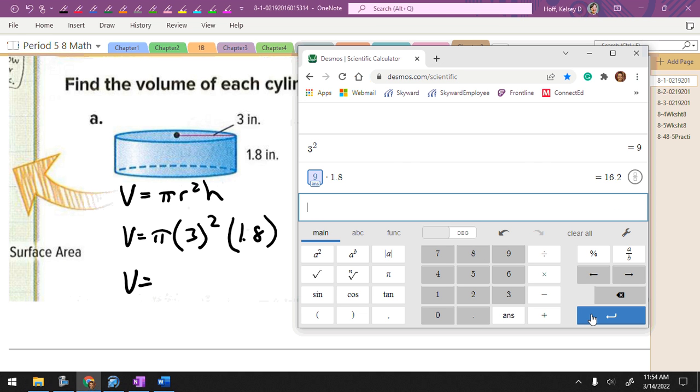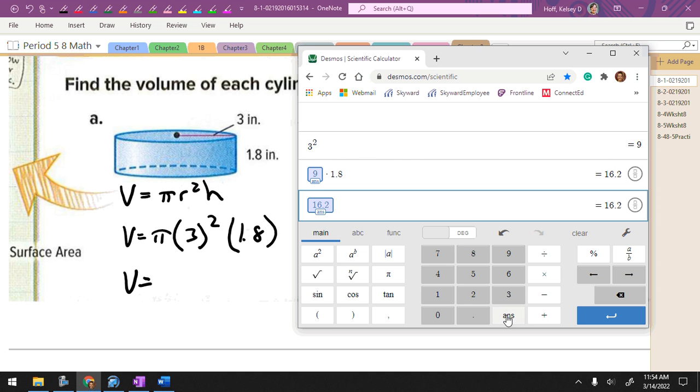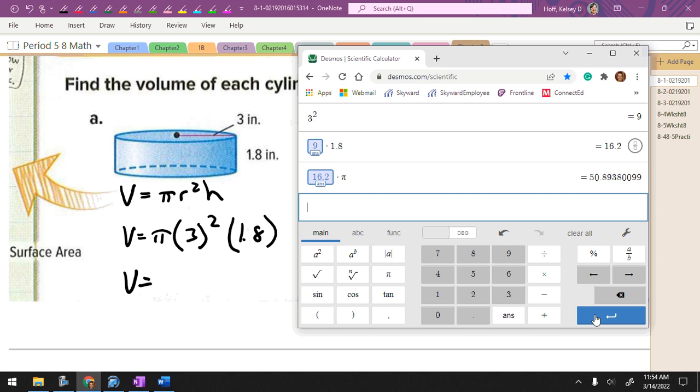Which button do I hit first? ANS. And what's my last step? Times pi, enter. I need to round to the nearest tenth. That's one number after my decimal. What would I round this answer to? 50.9.